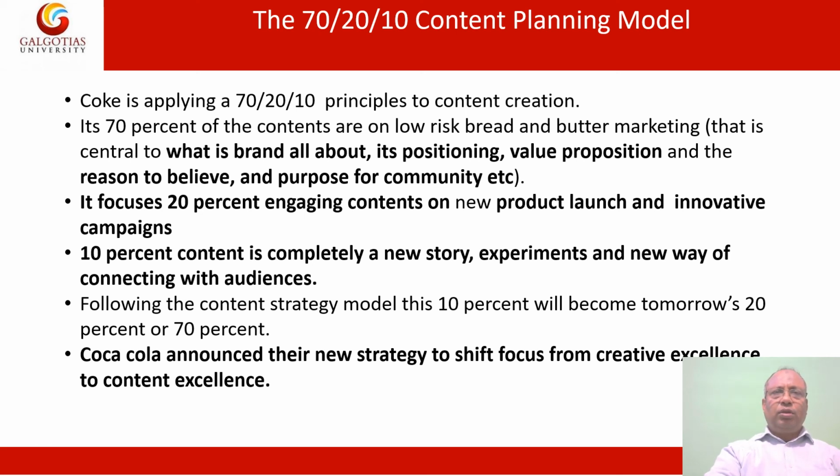Now I'm going to talk about the last concept of this session, that is the 70-20-10 content planning model. Coke is applying this model for its content creation purposes. Coke's 70% of content is on low risk bread and butter marketing activities. That is central to what the brand is all about, its positioning, value proposition, reason to believe, and purpose for communities, etc.